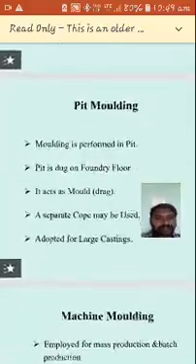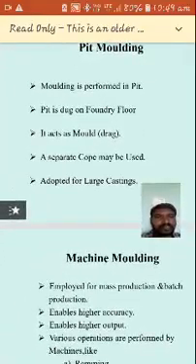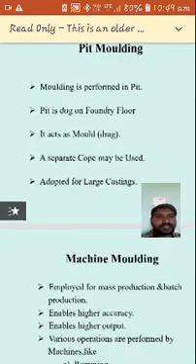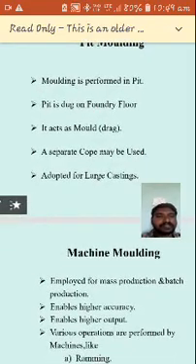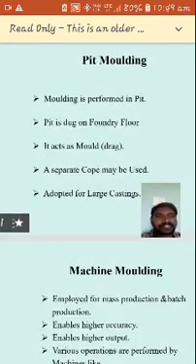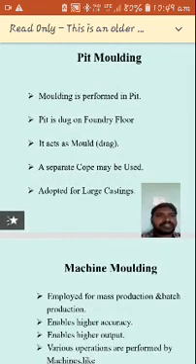And then pit molding. Pit molding means molding is performed in a pit. The pit is dug on the foundry floor. It acts as a mold or drag. In general we take the cope as well as the drag, but in pit molding we use only the cope.